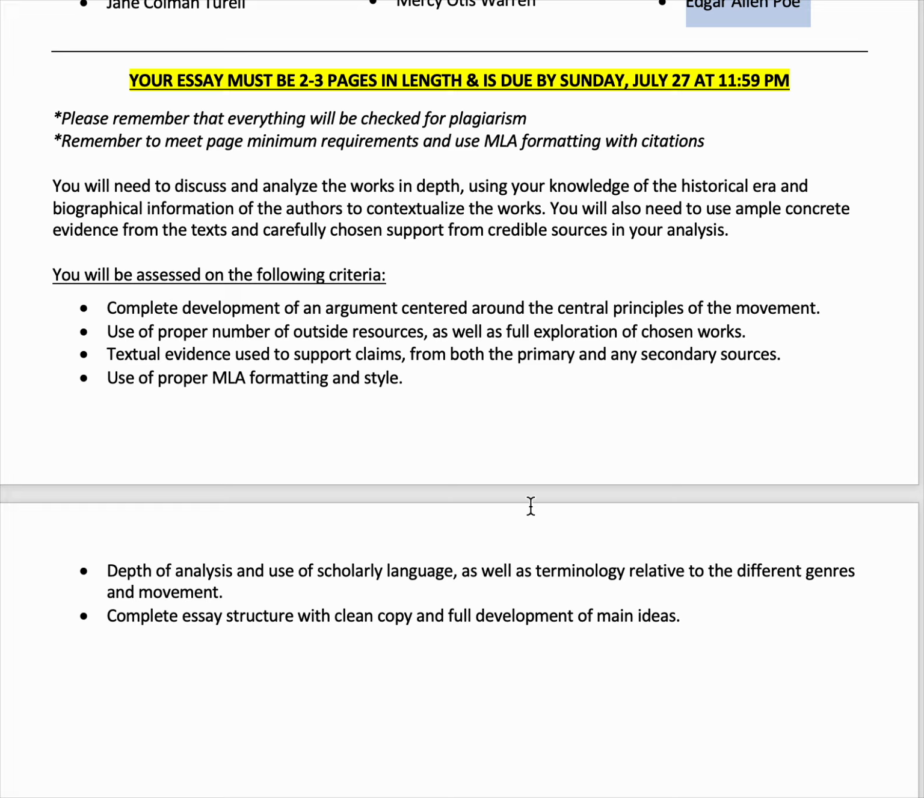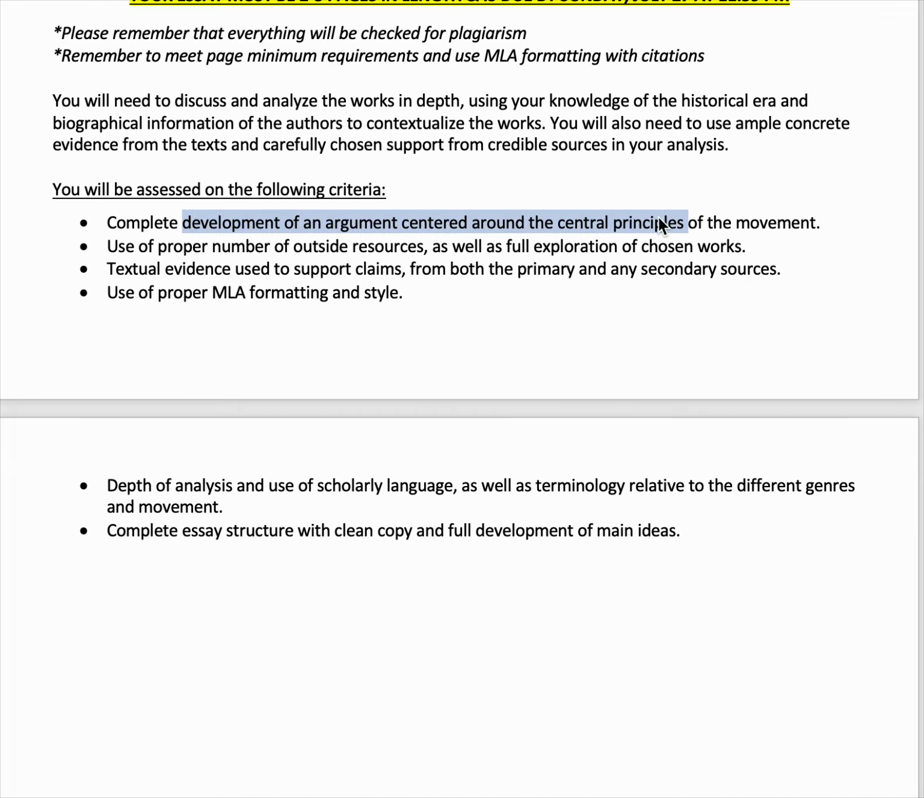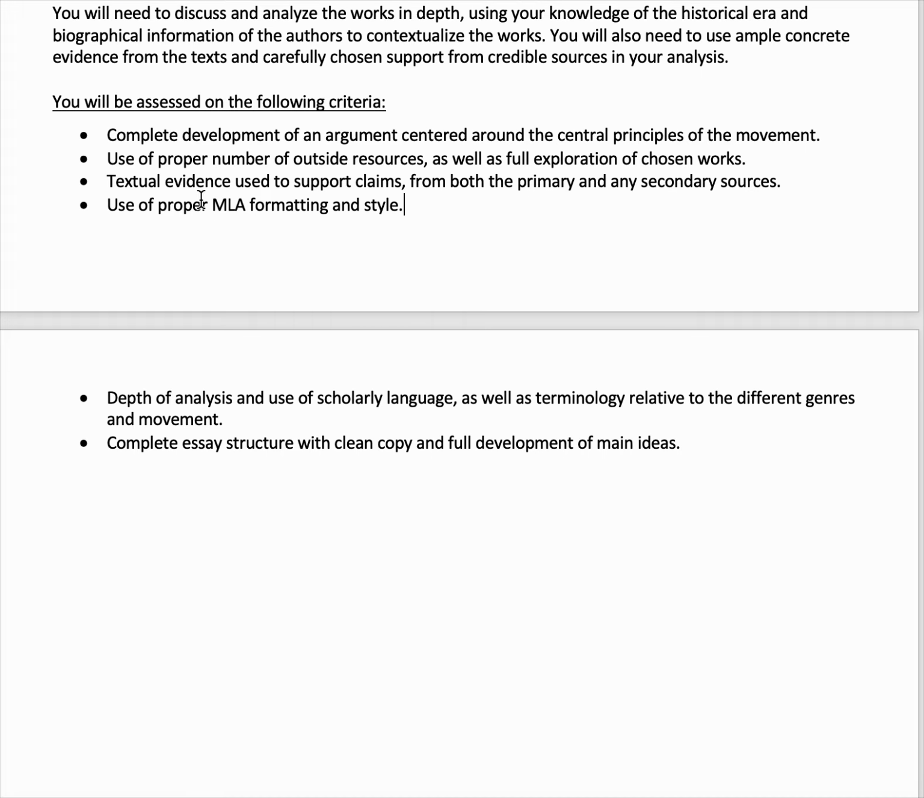Again, use concrete evidence from the text and your sources to support your analysis. Make sure that you have good development of your argument centered around the principles of the movement and the literary elements associated with that. Use the proper number of sources and full exploration of the chosen work. Use evidence to support your claims, both from the primary and secondary sources. Use proper MLA formatting and style.